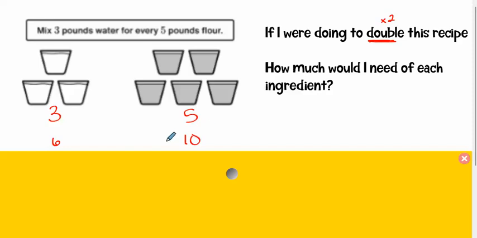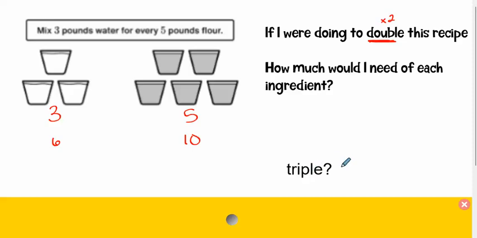If I wanted to triple the recipe, triple means to multiply by 3. So triple the original recipe, which was 3, would be 9. Triple this would be 15. Those are 2 words you need to make sure that you know, double and triple. Okay. Let's look at another recipe.